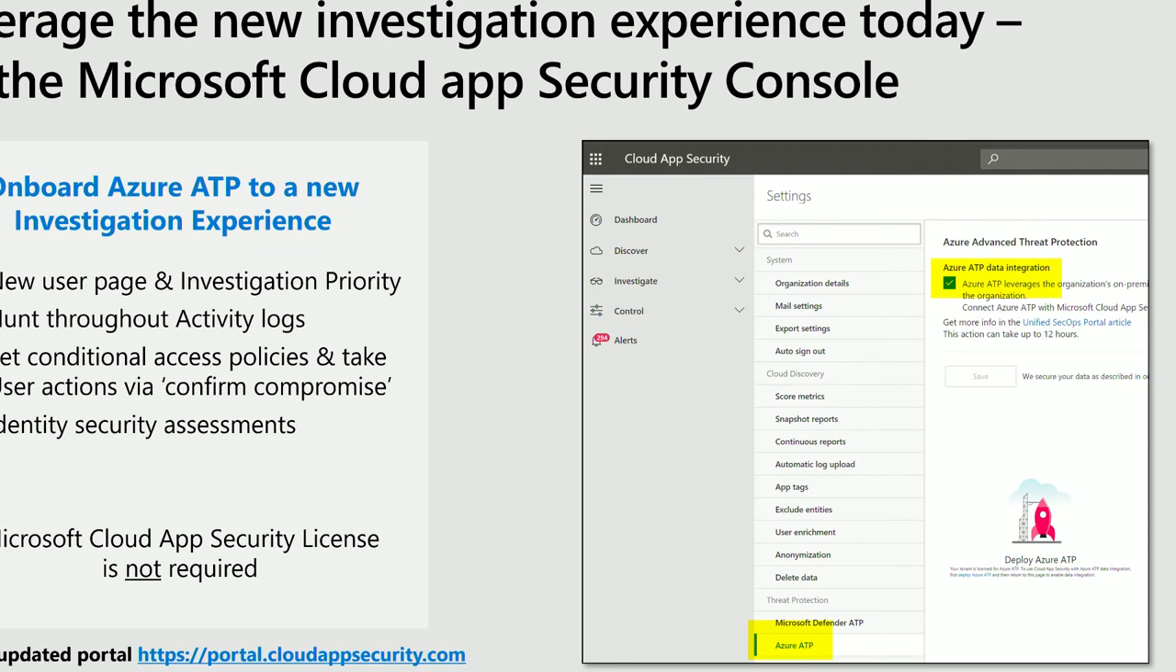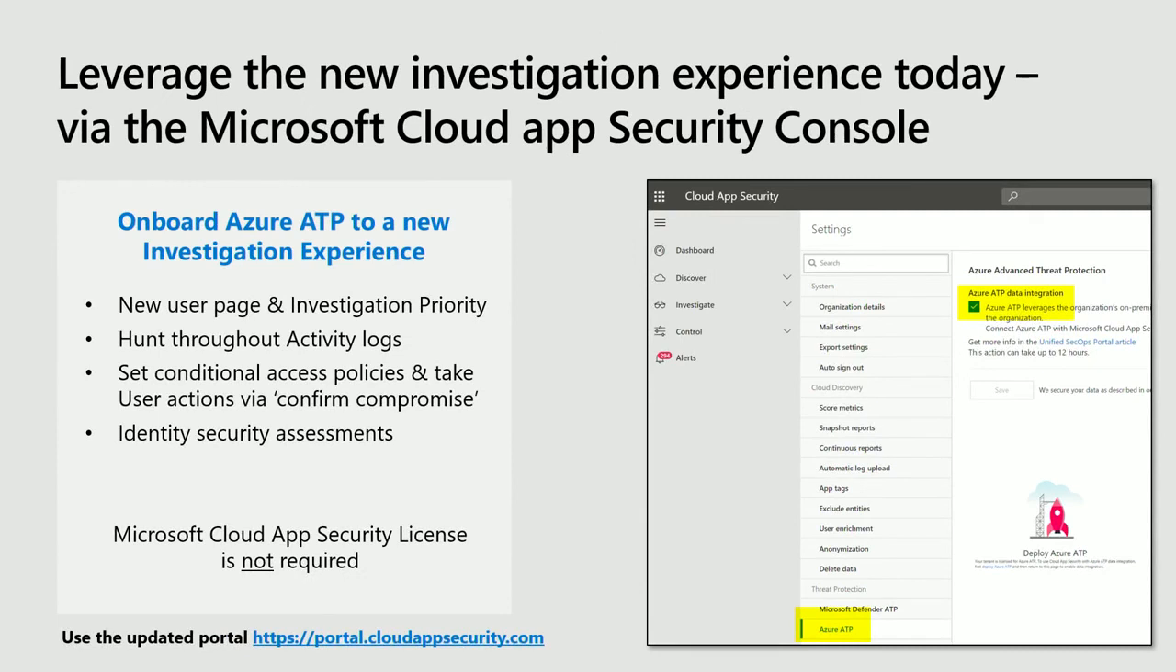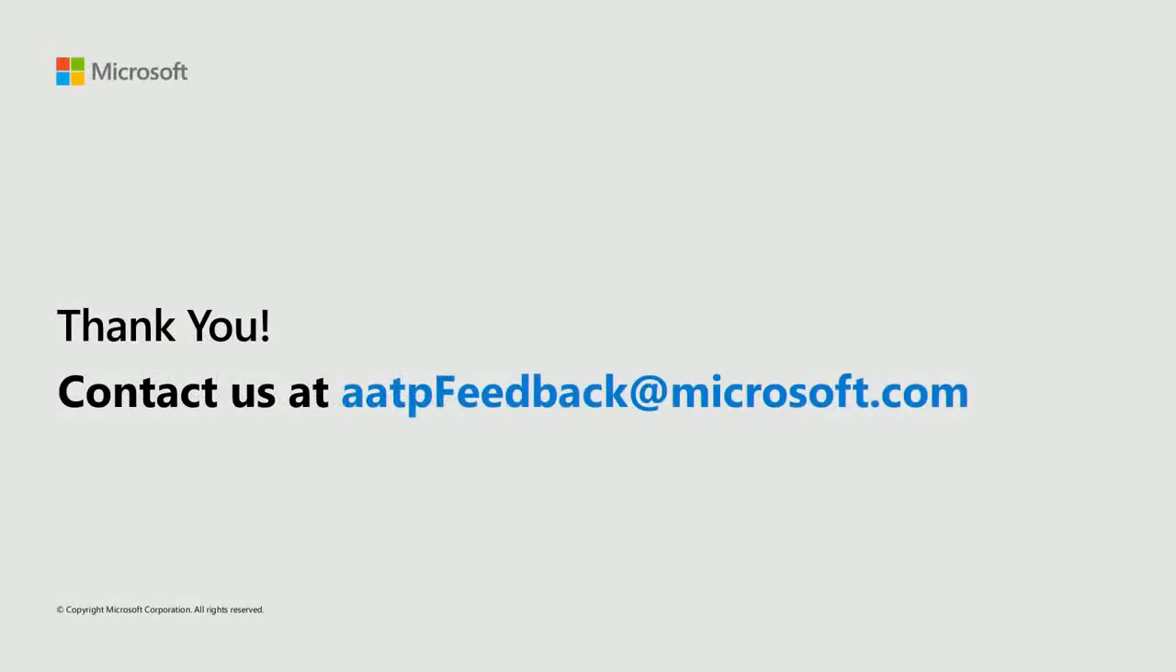And in order to onboard your Azure ATP signals, events, and alerts, all you need to do is go to portal.cloudappsecurity.com. Again, whether you're using that today or not, go to settings, find the Azure ATP during the settings in the left, and just onboard to that. So I really hope and am sure that you're going to enjoy this experience.